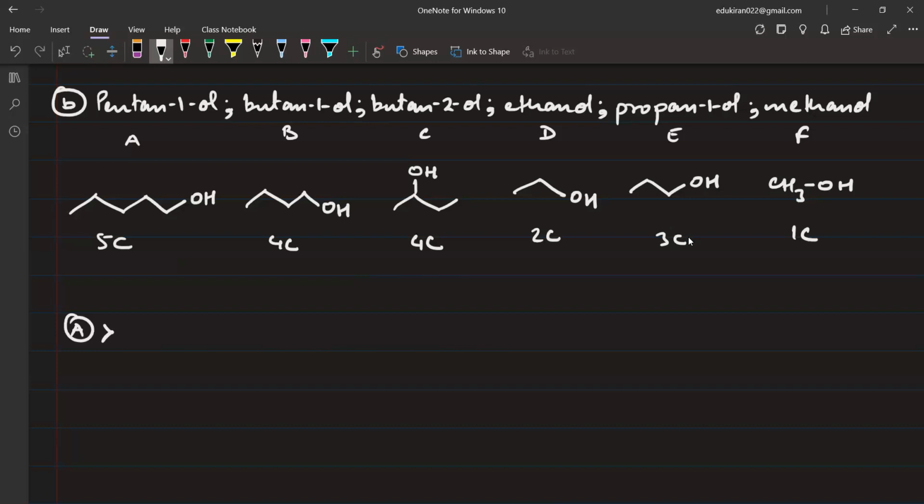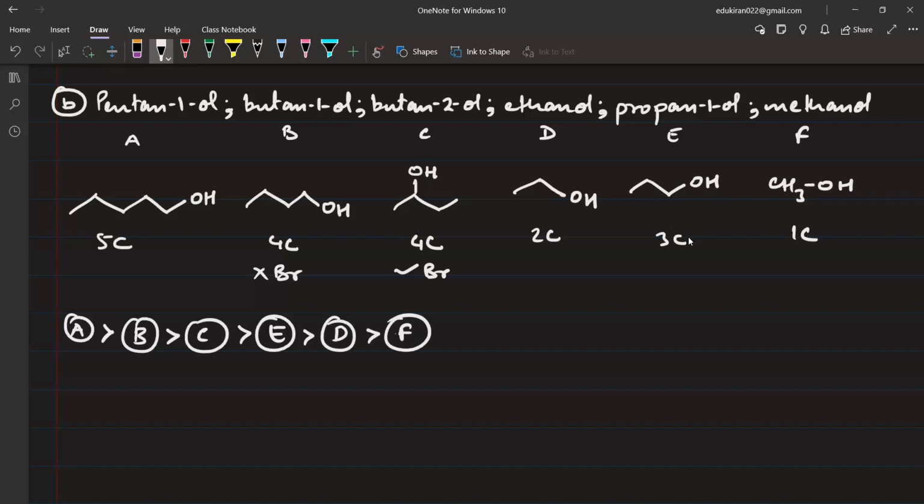Then if I see B and C, both have the same carbon atoms, but here we will say no branching, and here we have branching, right? So obviously, when there is no branching, that is going to have higher boiling point. So we will have B, and after that we will write C. Now, next is 2 carbon or 3 carbon. 3 carbon is there, right? So it will be E. After that, any more 3 carbon? No. So 2 carbon is D, and then 1 carbon is F.